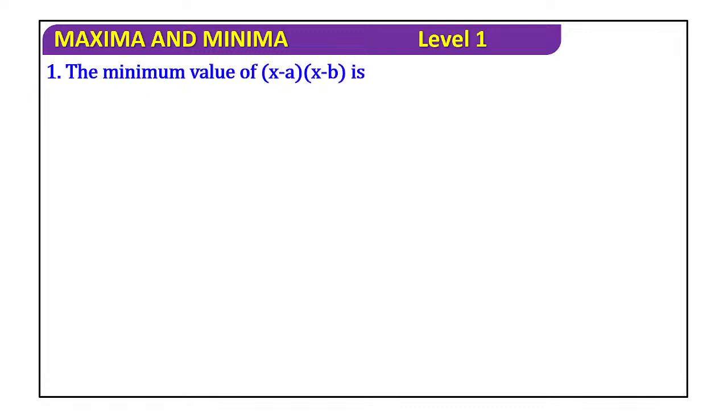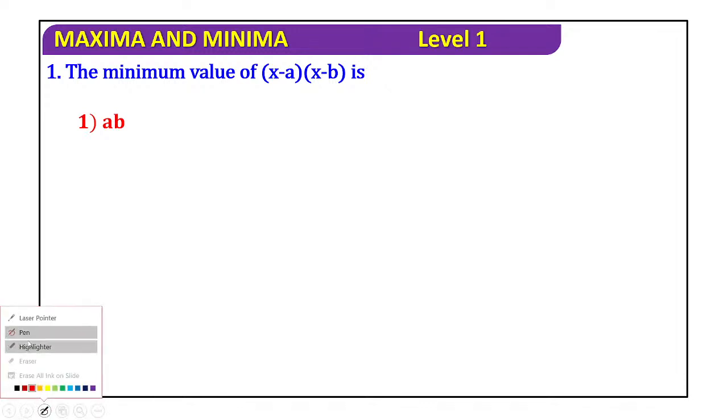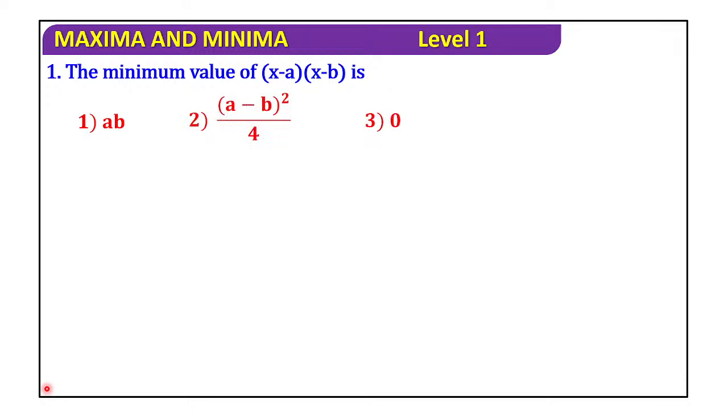In this particular problem I am going to take the minimum value of the given function, that is (x minus a) into (x minus b). Here I am going to solve the minimum value of (x minus a)(x minus b). The options are: a minus b whole square divided by 4, 0, and the fourth option is minus of (a minus b) whole square divided by 4.